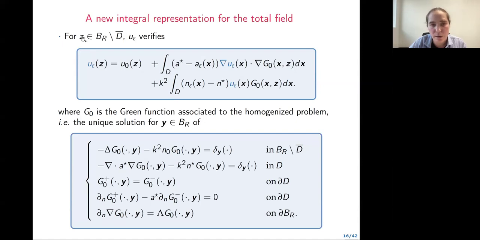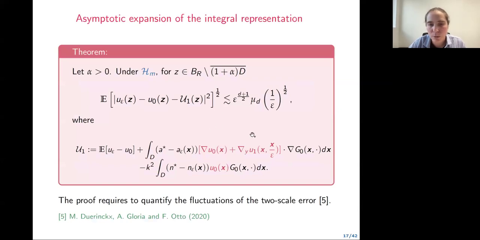So for Z outside of D, U epsilon is equal to the homogeneous solution plus those two terms, where you have the contrast, the homogeneous Green function, and U epsilon. And of course, what we want to do is replace the gradient of U epsilon and U epsilon by the expansion that we just proved. Okay, and this is what we do. We replace U epsilon by U naught and gradient U epsilon by gradient U naught plus gradient U1. And you get a better estimate than before.